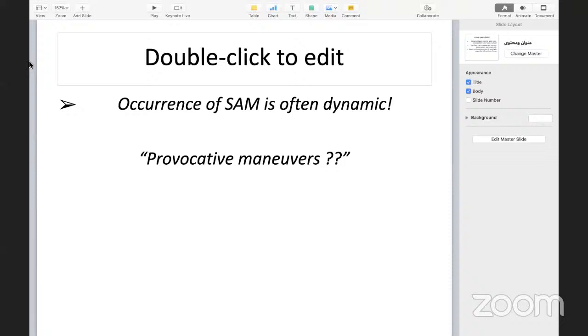As Dr. Amay mentioned, there are different provocative maneuvers that elicit the latent HOCM. So the occurrence of SAM in HOCM is often dynamic, and the maneuvers will elicit this. For example, standing, Valsalva maneuver, and even the effort of respiration will elicit the SAM in HOCM. Also some medications they give. So it's a dynamic disease.